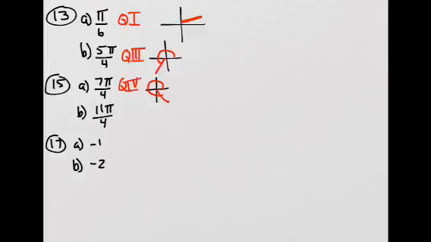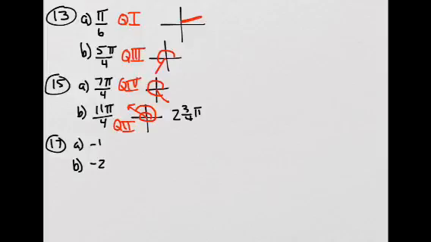11 pi over 4, if you change it to a mixed number, that would be 2 3/4 pi. So that would be 2 pi right there, and 3/4 pi would be right here. So that's quadrant 2.